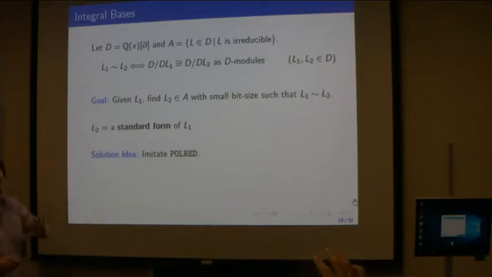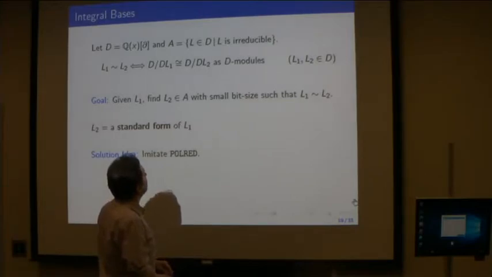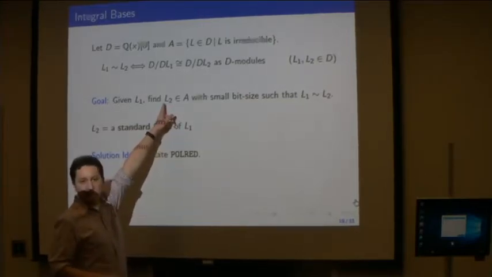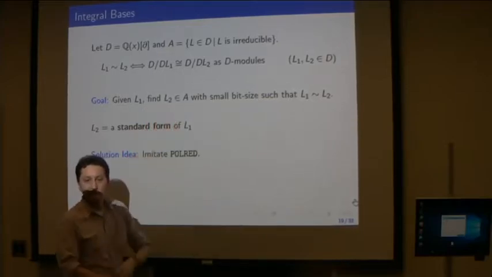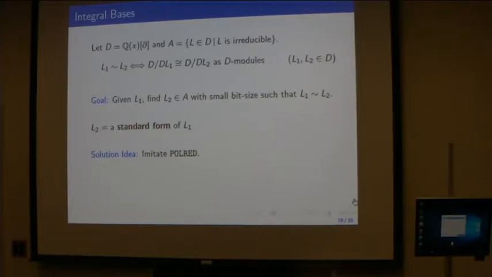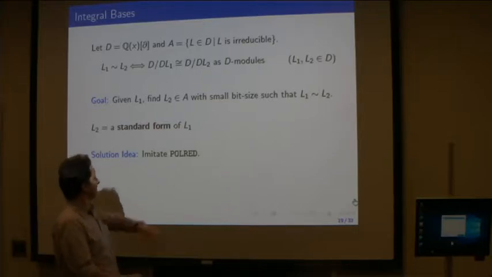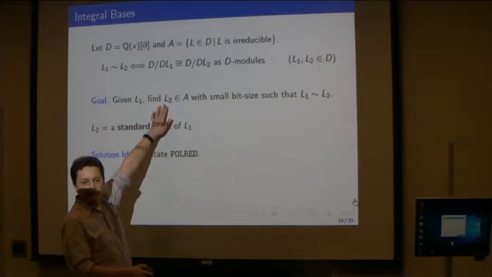Question: do you still minimize bit size, not the degree? You minimize bit size, not the degree. So the coefficients will be smaller, and we will remove apparent singularities from L1. Could you explain what you mean by bit size? The order of the differential operator will be the same, because the two modules are isomorphic. I mean the degree in x. Yes, they're the same. So the coefficients of L2 will look nicer.